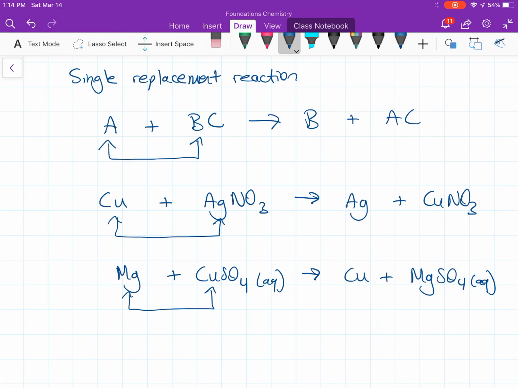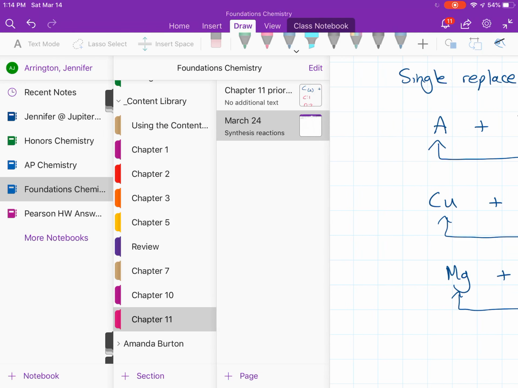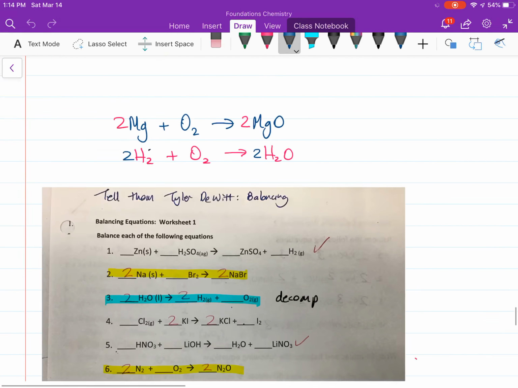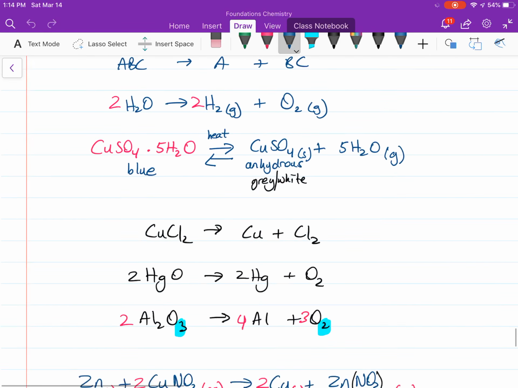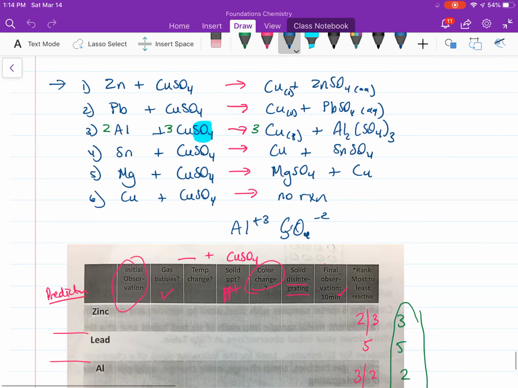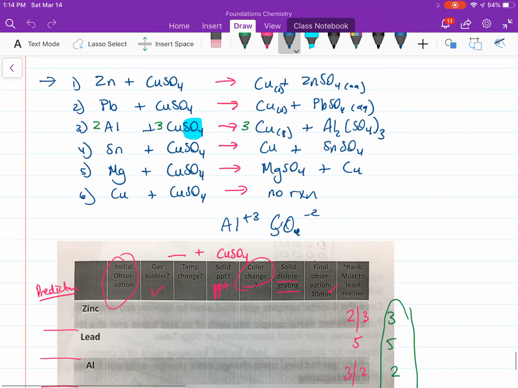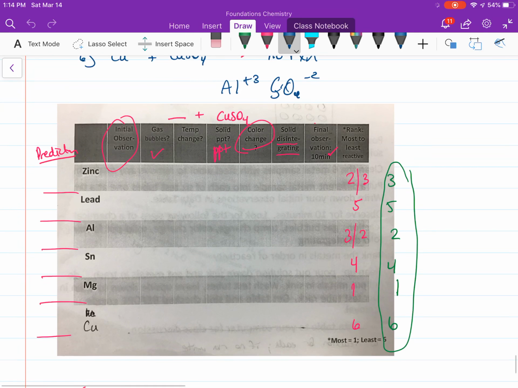So that's where we finished out, and we had a whole lab. If you look back, we did the whole lab. Let's see if I can find our lab there. We were balancing reactions. And these were all the reactions that we did on that last day of school. And then we wrote our reactions down.